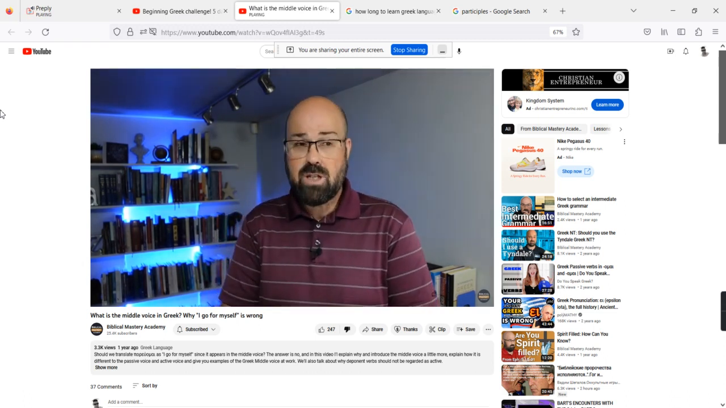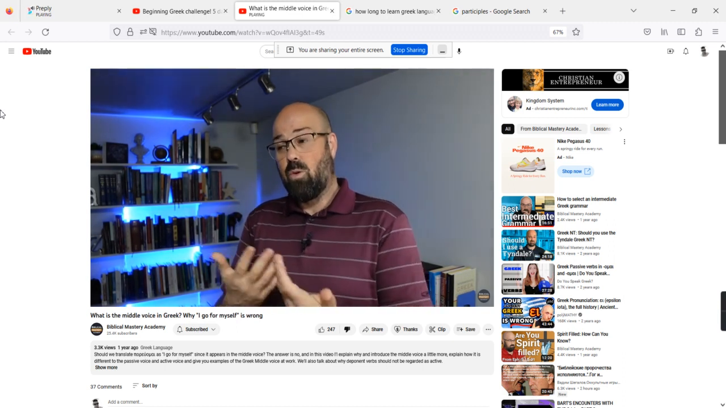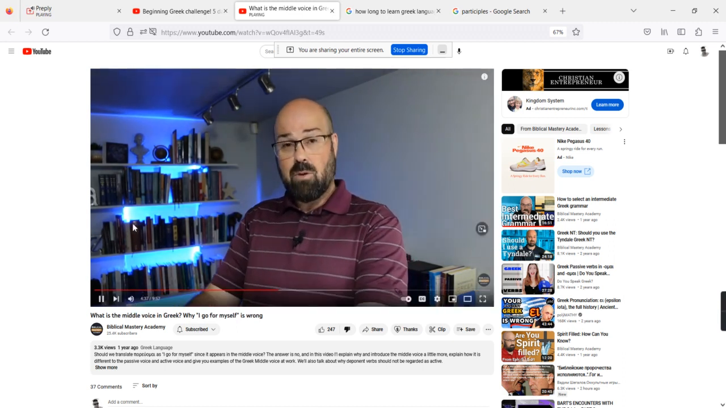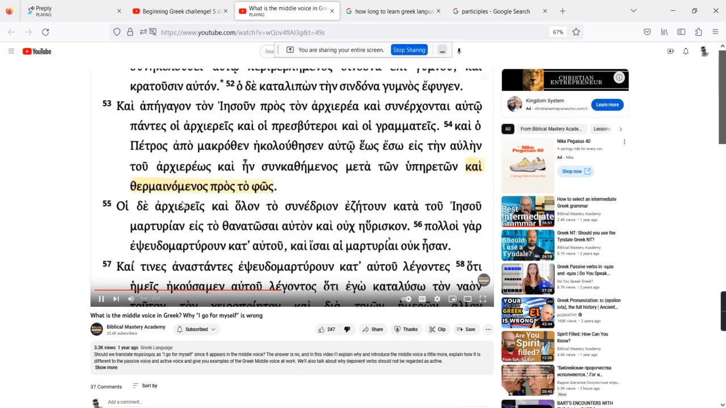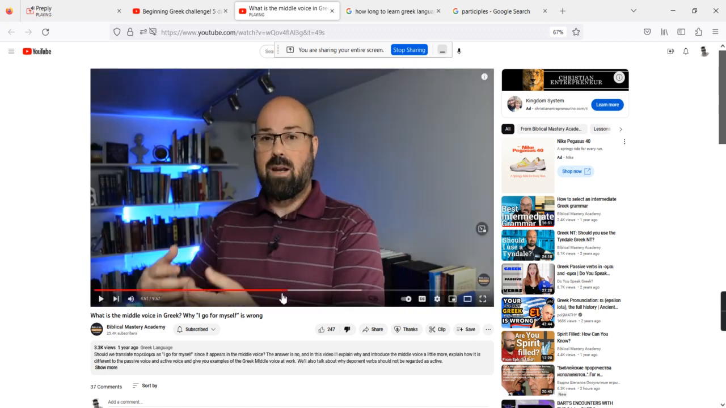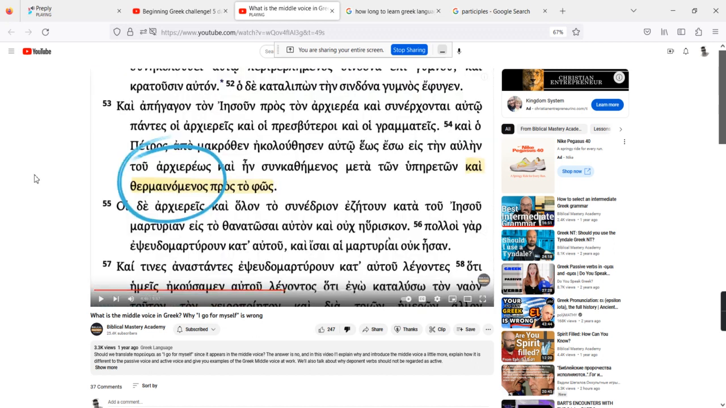Mark chapter 14, verse 54. Peter, when he was standing by the fire, remember that? When Jesus was on trial and Peter was standing at the fire, he was warming himself. Again, middle voice is used. And again, you don't need a reflexive pronoun in Greek. You can just say he was warming. Let's go back. So he's correctly saying about middle voice in this instance?